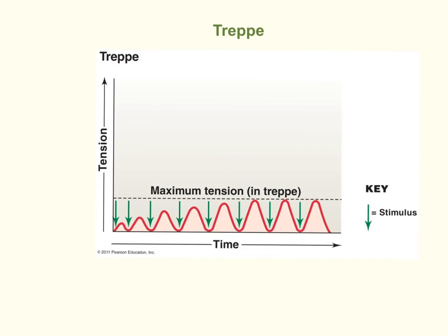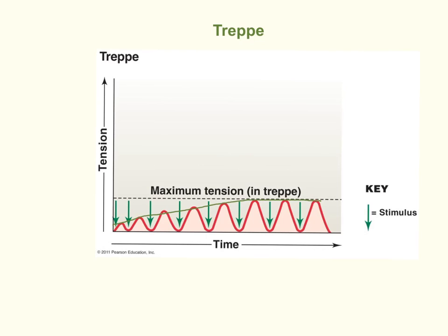And so this treppe effect is also called the staircase effect because the muscle actually steps up its strength with each contraction. Now the question is, why does that happen? Why does contraction followed by complete relaxation followed by contraction, complete relaxation, etc. lead to this increase in muscle contraction strength or muscle tension that we see represented in our graph right here?